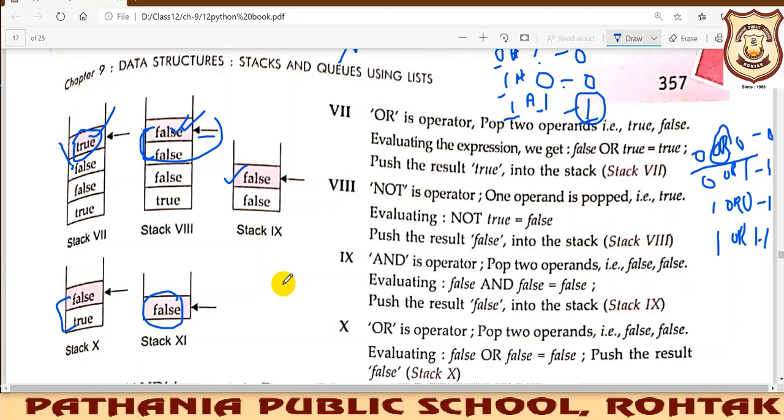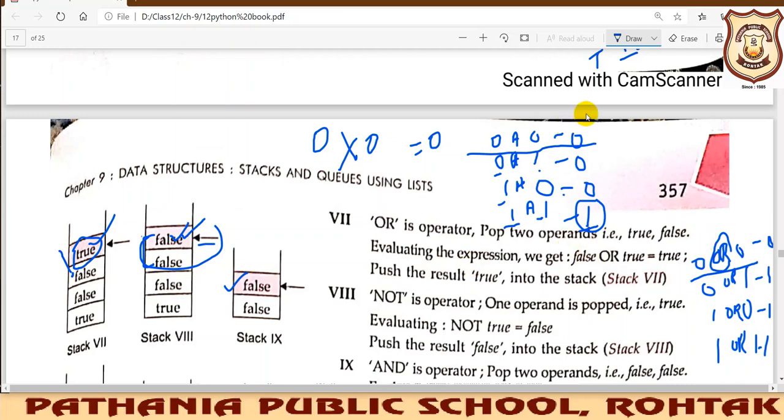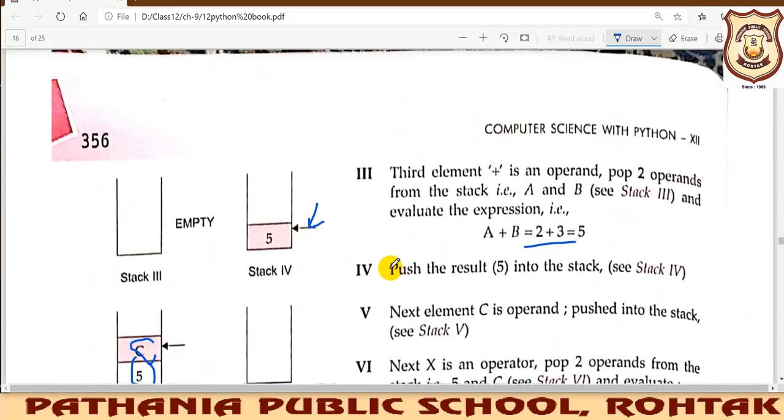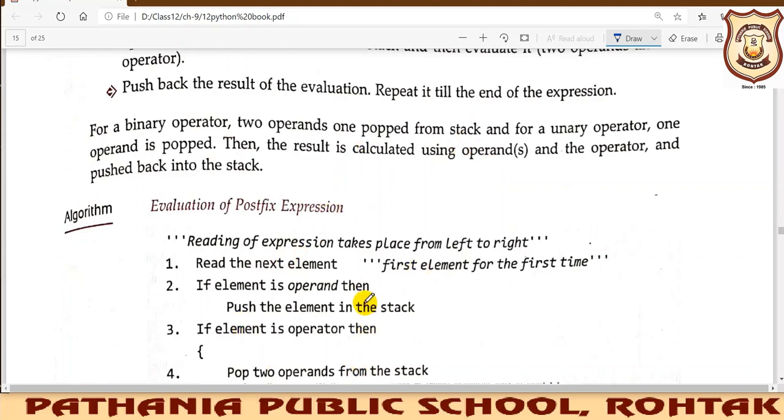Better try doing this yourself, then only it will be clear to you. Learn this truth table and do practice of this. And try to read these algorithms. The steps that I've told you are just matching these algorithms. Now you'll be able to understand it.